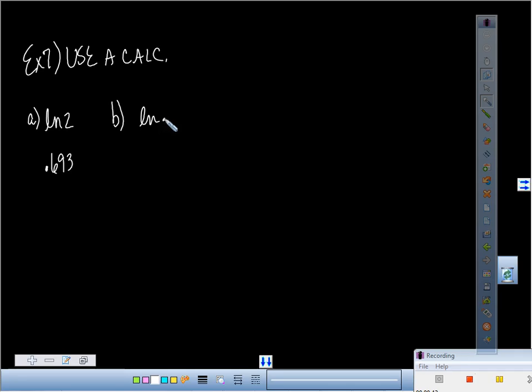Ln of 0.3. Negative 1.204. Everybody okay so far? Anybody need help? Any questions? All right. What about this one? Ln of negative 1.